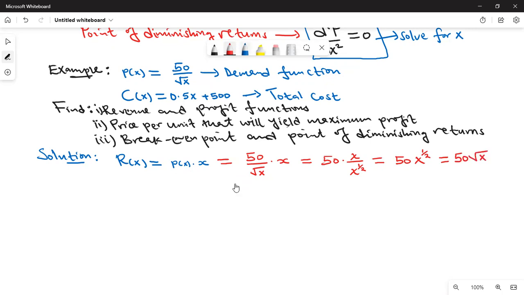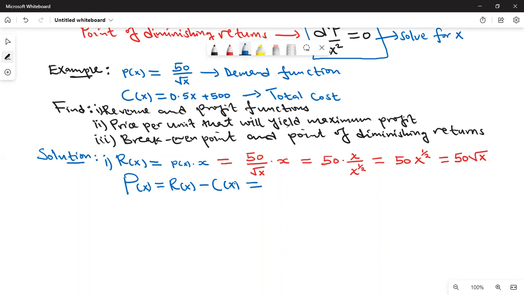What about the profit? Remember, we are answering part one of the question. The profit, P capital, as a function of X, should be equal to the revenue minus the cost.